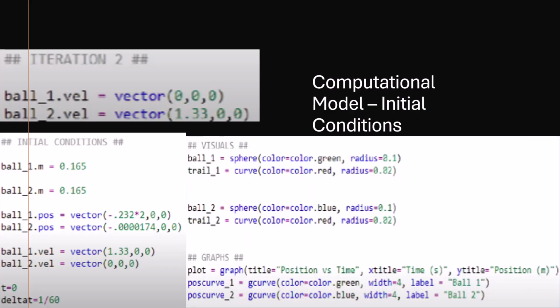On this slide we have the Tracker data, the information taken from Tracker, and we also have the steps. So we have iteration 1, which is where the ball is rolling before it hits the other ball, and iteration 2 is after it hits the other ball. So you see ball 1 has a velocity of 0, 0, while ball 2 has a velocity of 1.33 meters per second.